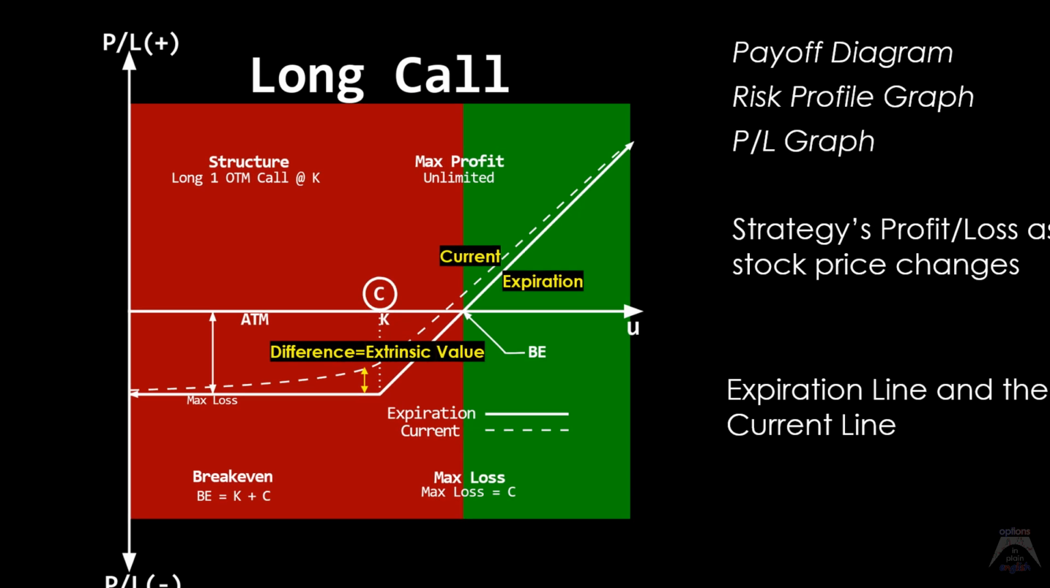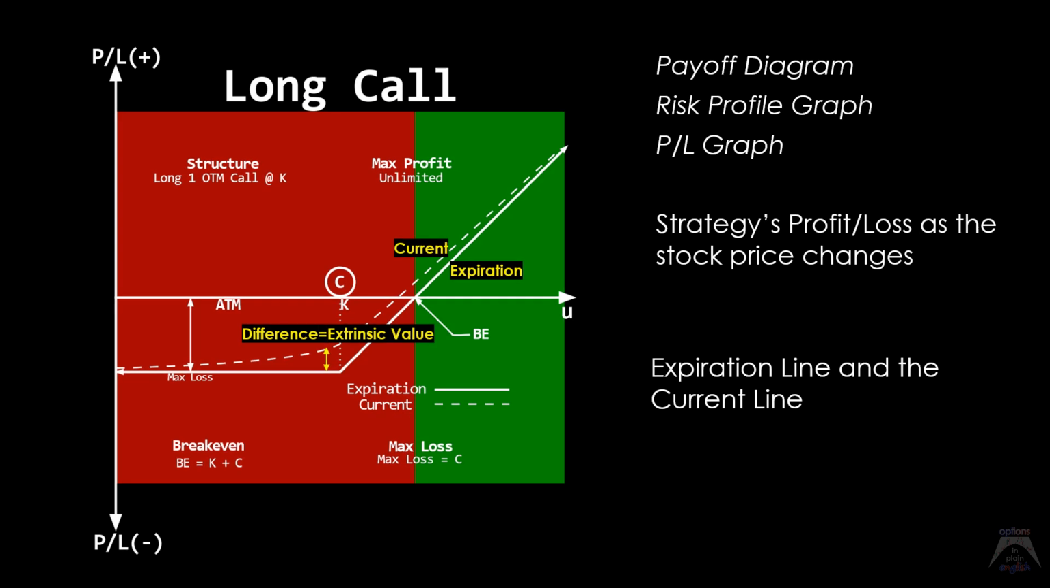The difference between the expiration line and the current P&L line is the amount of extrinsic value remaining in the position. At expiration, the current P&L line will merge with the expiration P&L line since extrinsic value will go down to zero and only intrinsic value will remain. It is important that you pay much more attention to the current P&L line on your positions since those will represent your profits and losses today as the stock price changes, not the expiration P&L line.